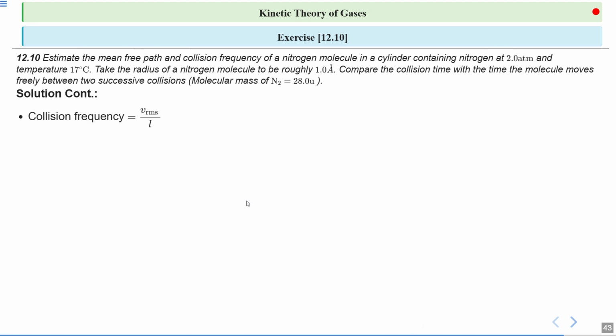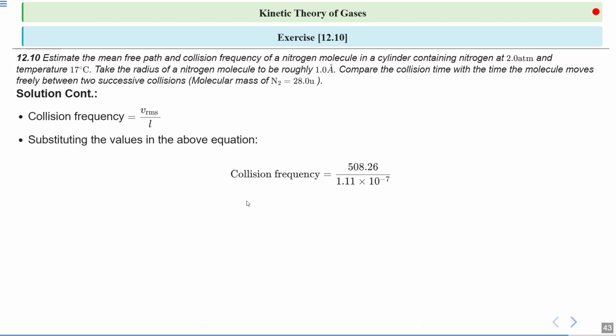So collision frequency is the ratio of the root mean square speed to the mean free path L. So now we will substitute the known values in our formula. It will be 508.26 divided by 1.11 into 10 raised to the power minus 7. This gives a numerical value for the collision frequency. So it will be 4.58 into 10 raised to the power 9 per second. This high frequency indicates that nitrogen molecules collide very often in the given conditions. It's important to note how this frequency relates to the behavior of gases.